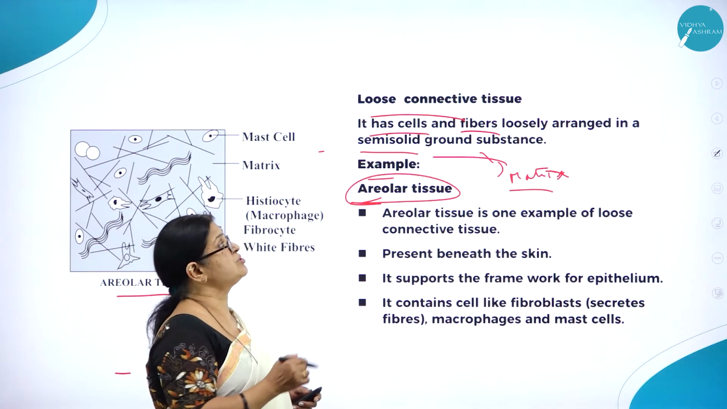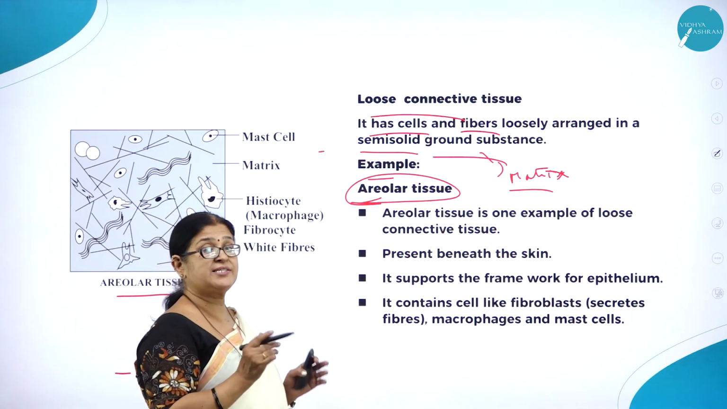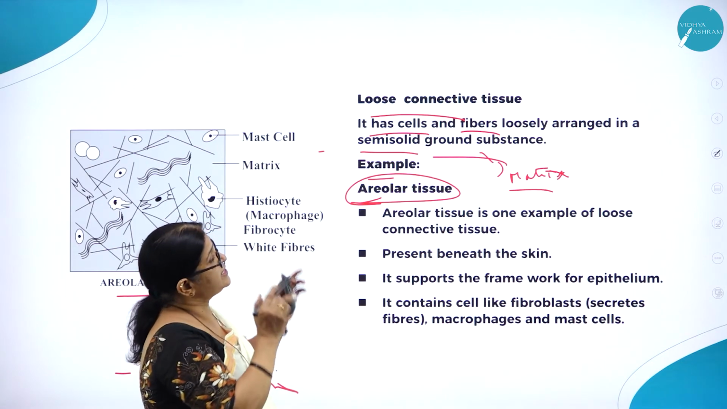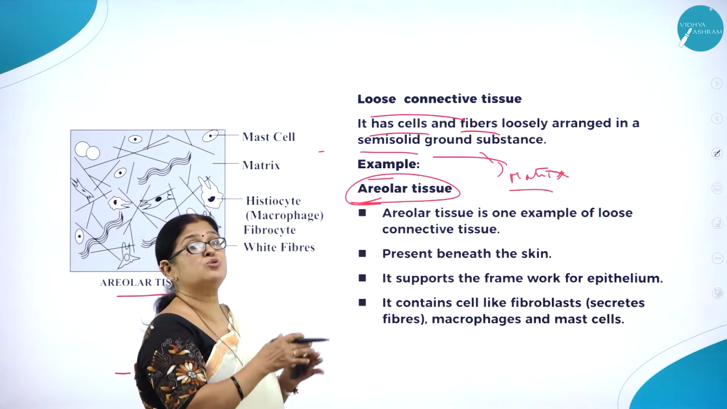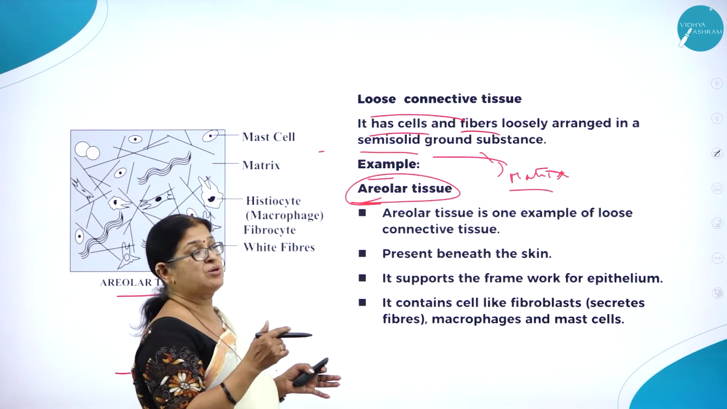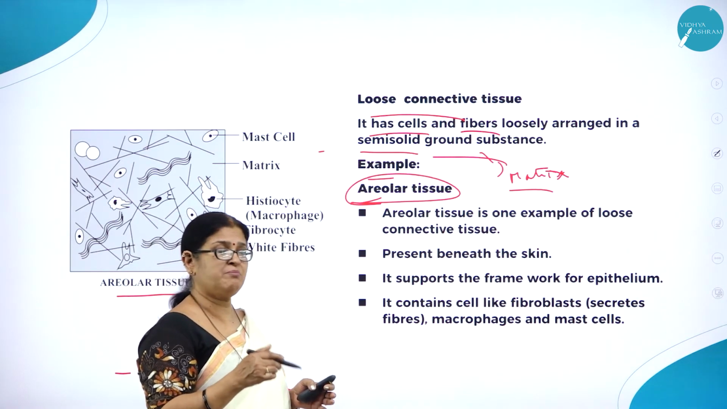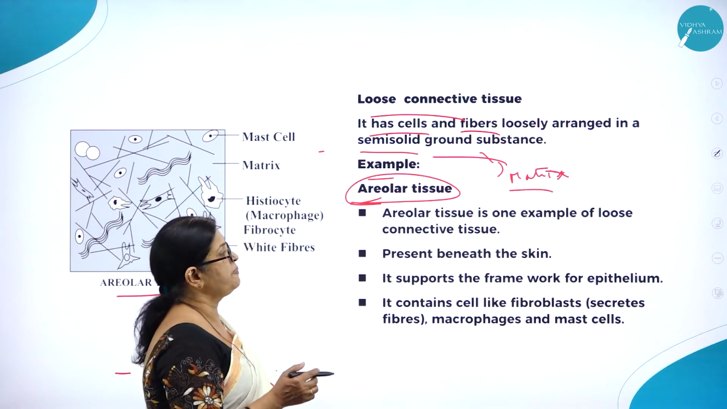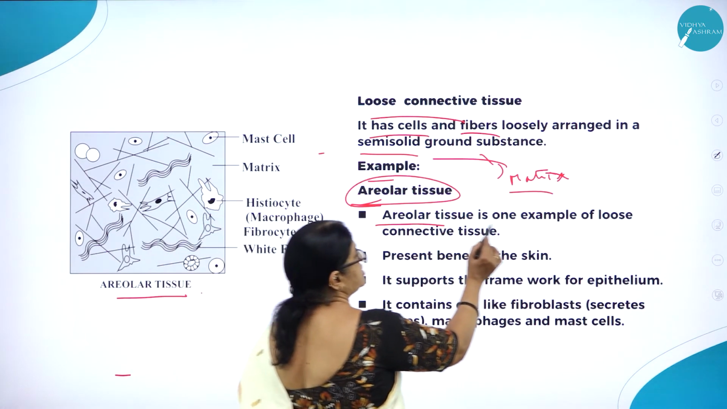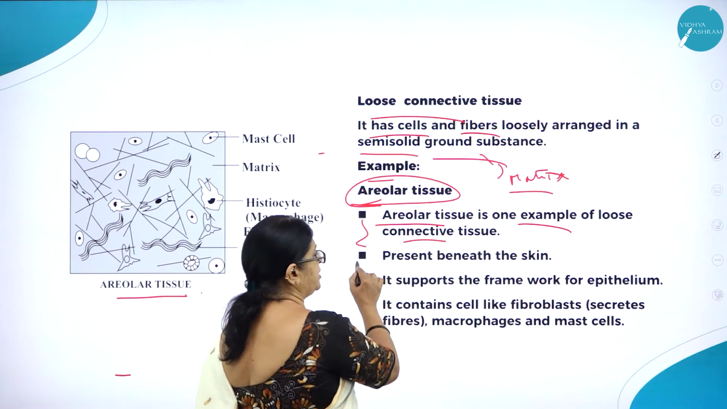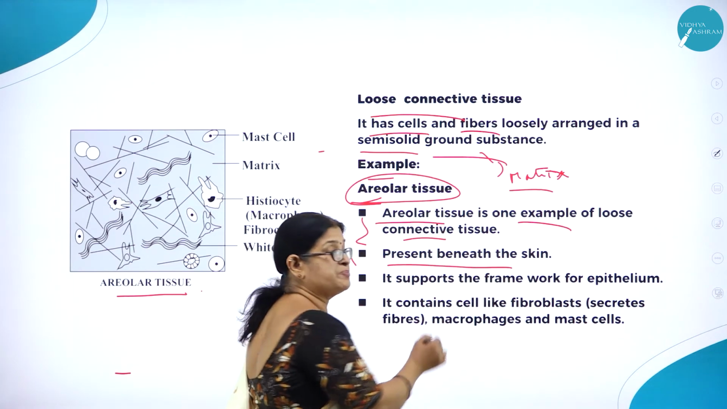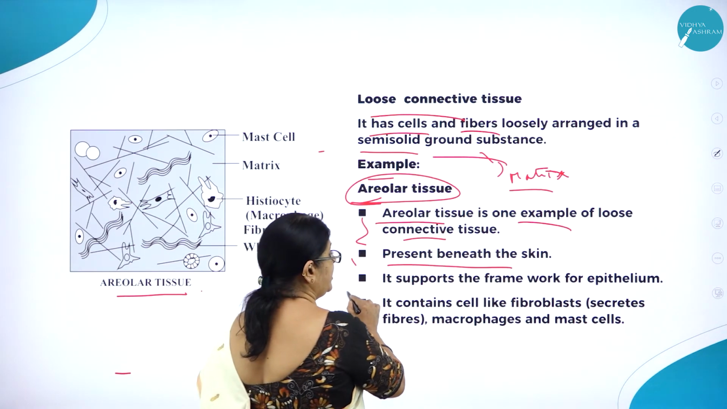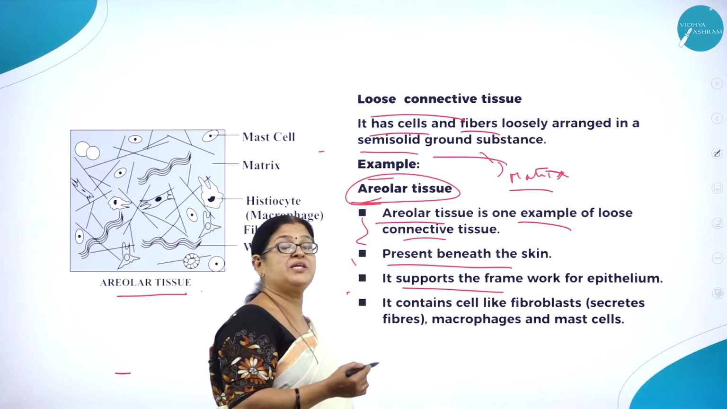Now let us understand. So what is loose connective tissue? Hence the name loose. That is, it has cells and fibers loosely arranged in a semi-solid ground substance or the matrix. And a classical example for loose connective tissue is areolar tissue. So areolar tissue is one example of loose connective tissue. And where is it present? It is present beneath the skin and it supports the framework for epithelium.